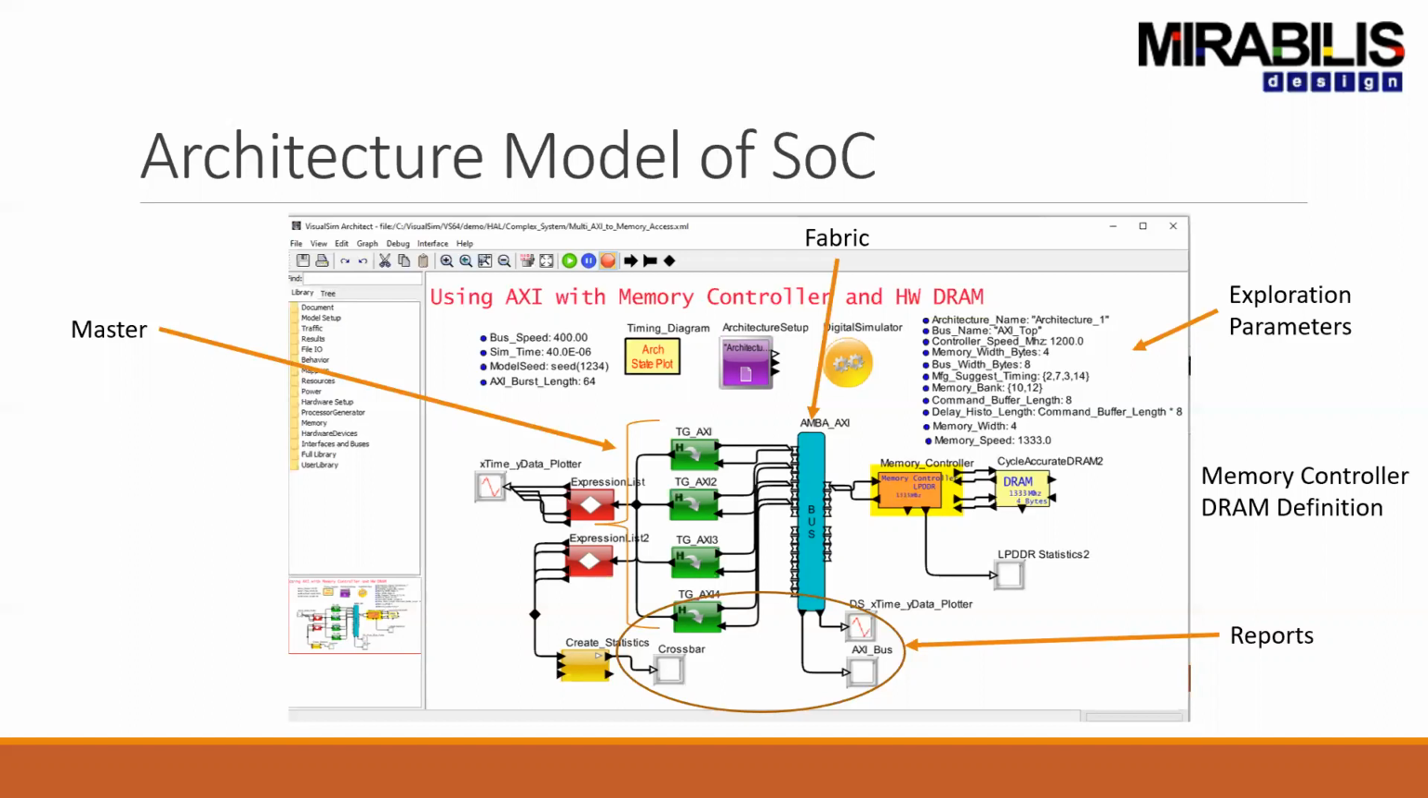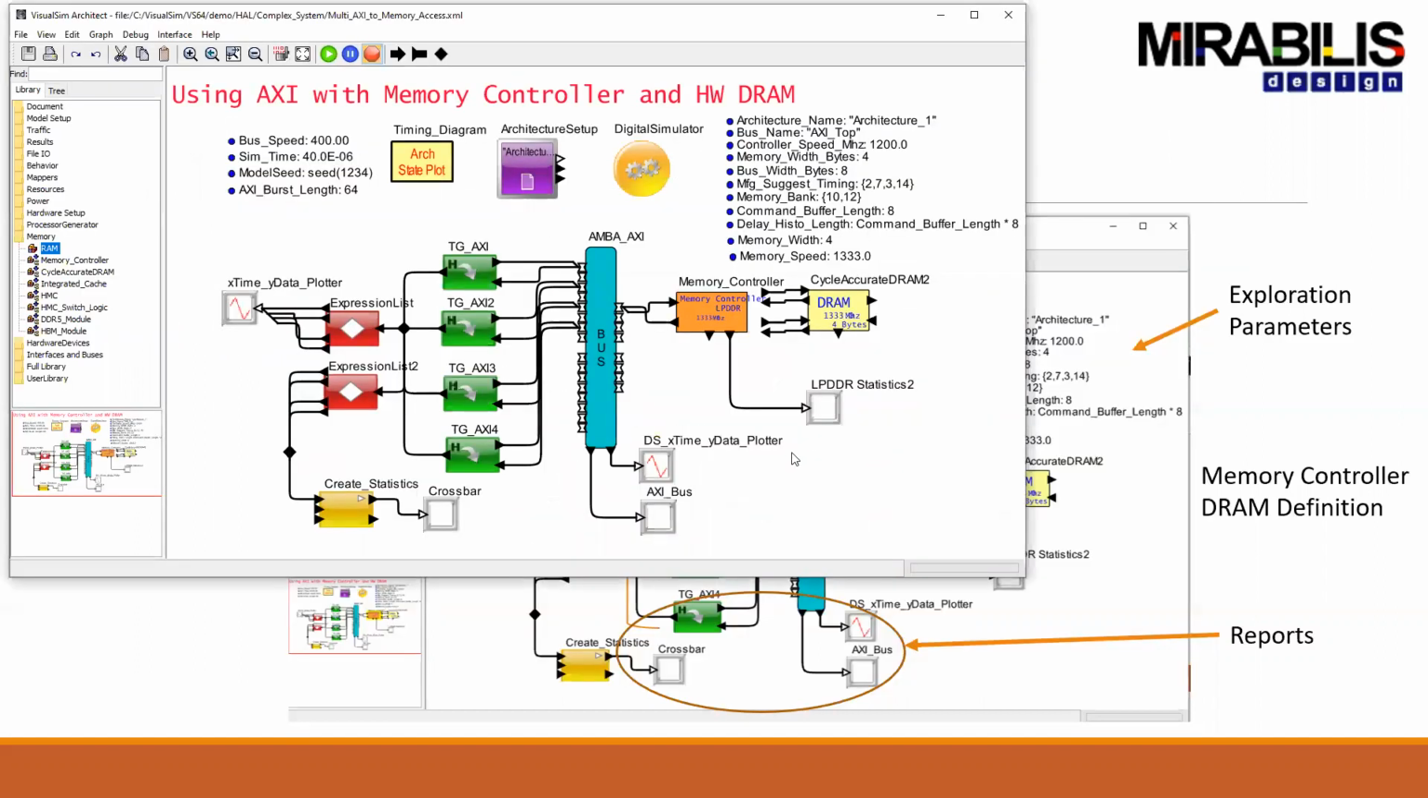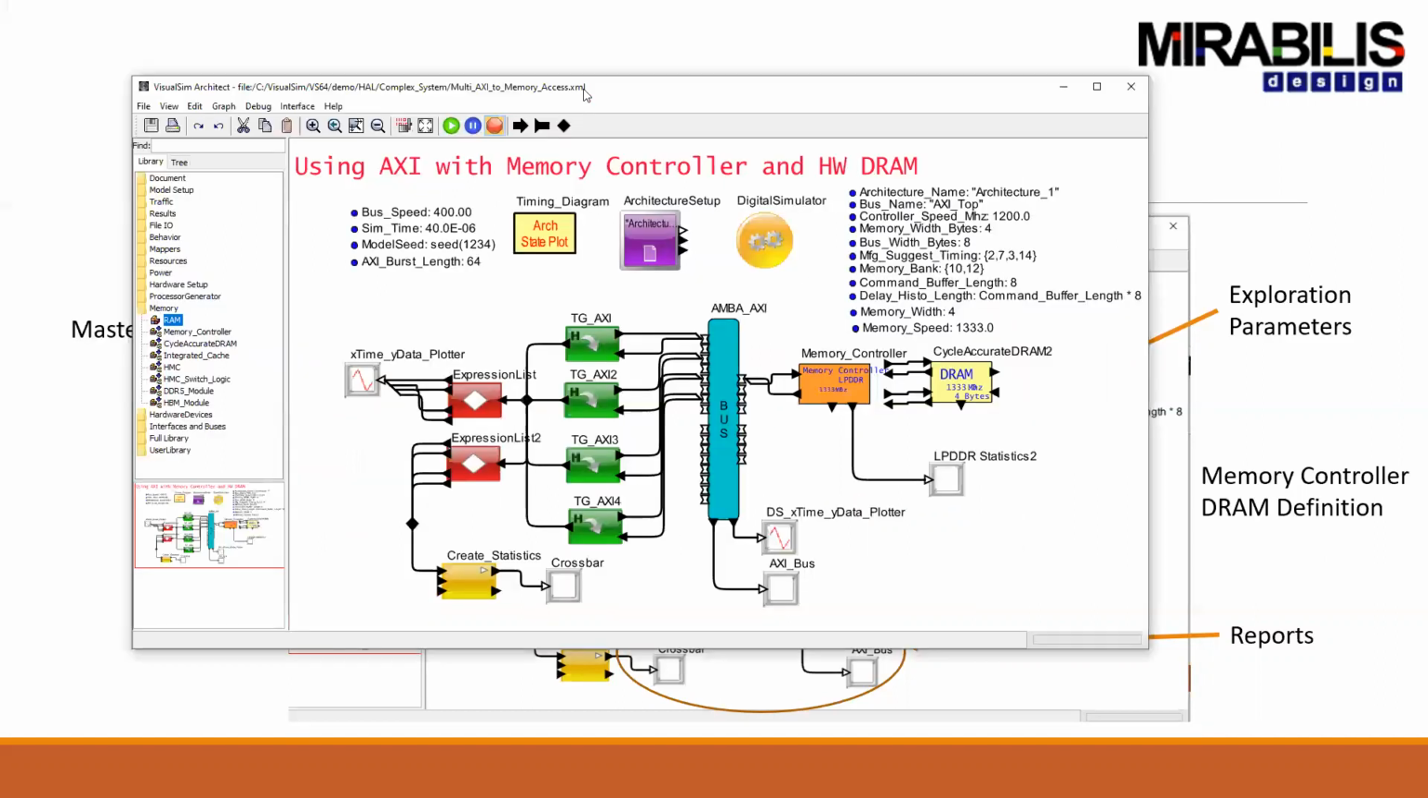Now, I'm going to go back into a modeling environment. This is the VisualSim modeling environment. The particular design that I'm interested in is similar to what we just saw, which has multiple traffic generators, the bus, a memory controller and a DRAM. This one here is the cycle accurate version. I'm also going to show you one with the stochastic version. So I'm going to go ahead and click on the Go button.